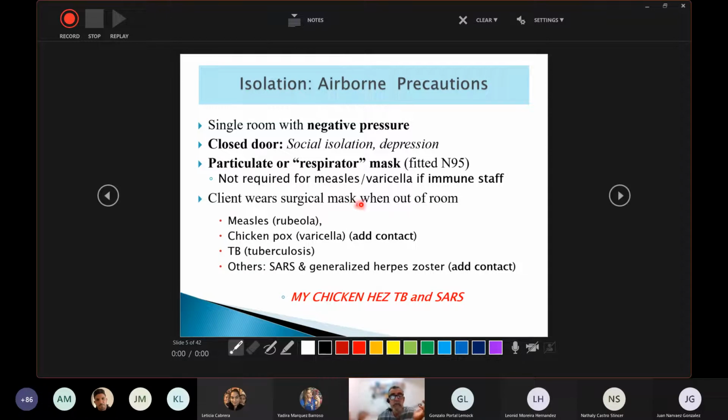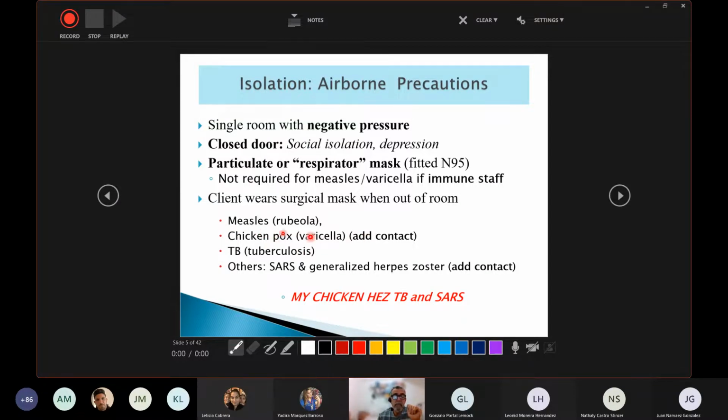That's the explanation, but it needs to be remembered. I think that if you have the explanation, it's easier to remember. And then again, memorize what requires airborne precautions. Measles, chickenpox, and tuberculosis are the classical.